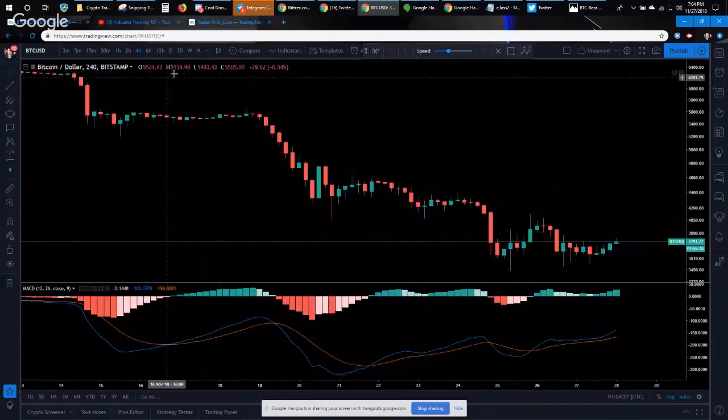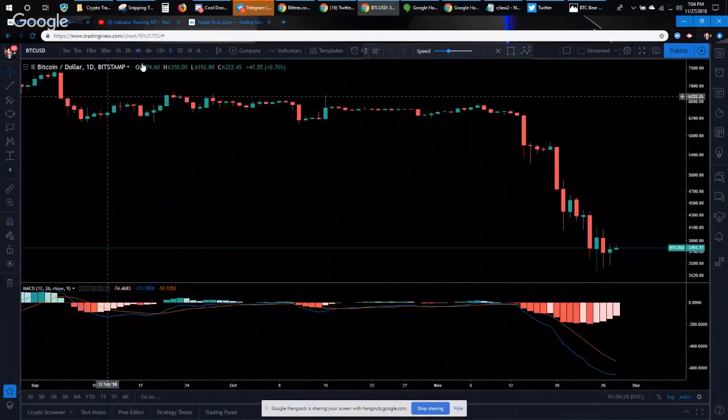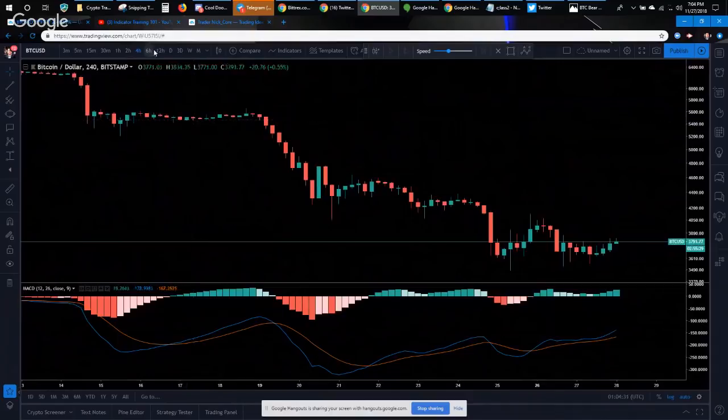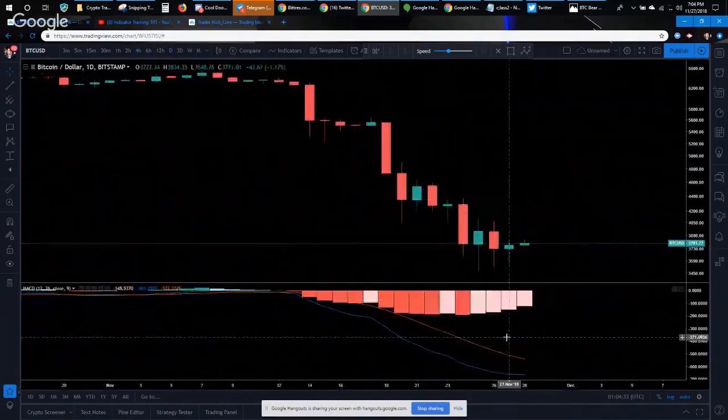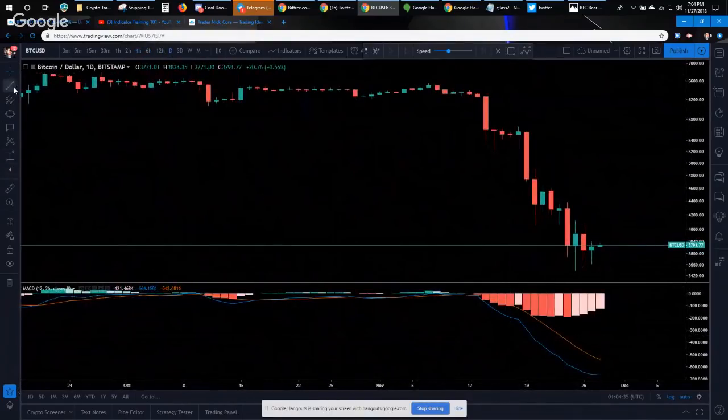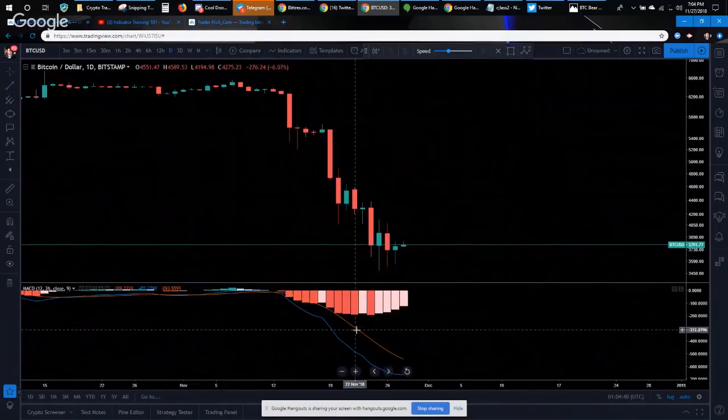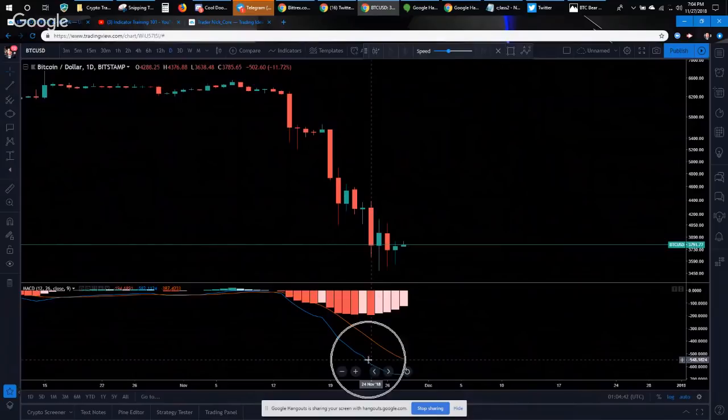Okay, so yeah, let's see what the daily shows us. Nope, not really anything. Actually, no, I take that back. This is a very good study. Again, this is divergent, or at least confluent with price action. So MACD here got really, really bearish.